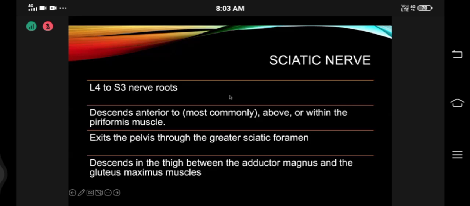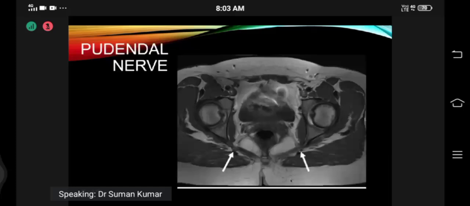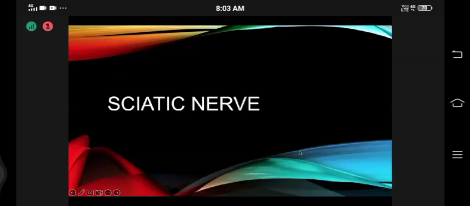And like I said, the sciatic nerve is formed by L4 to S3 nerve roots, descends anteriorly and above or within the piriformis muscle, exits the pelvis through the greater sciatic foramen, and descends into the thigh between the adductor magnus and the gluteus maximus muscle. So this is the pudendal nerve. Again, this is the pudendal nerve. Not much required for this.